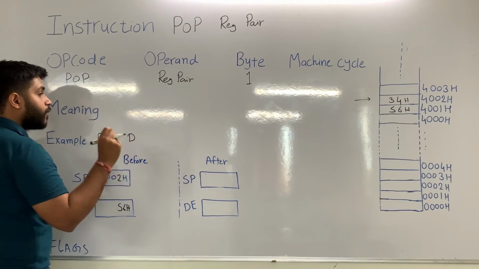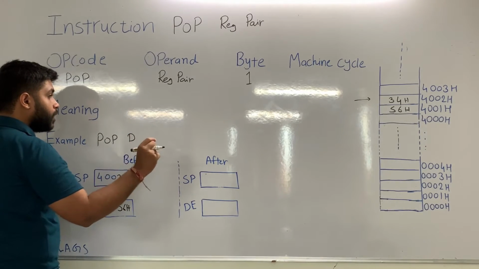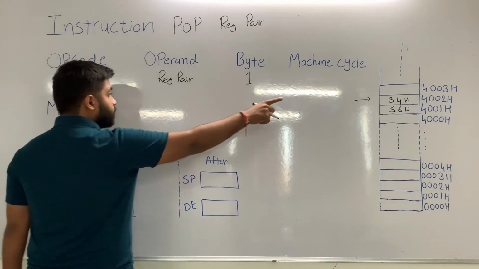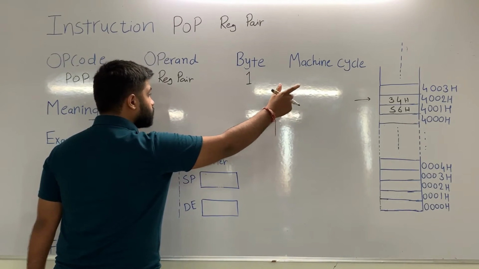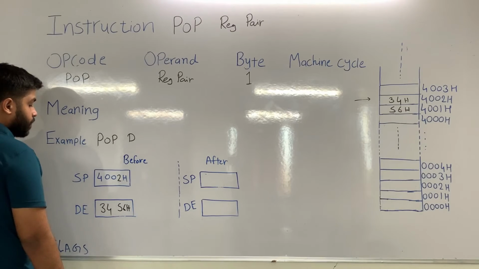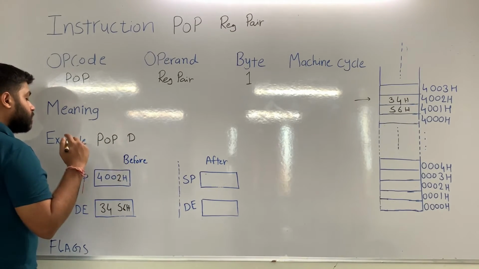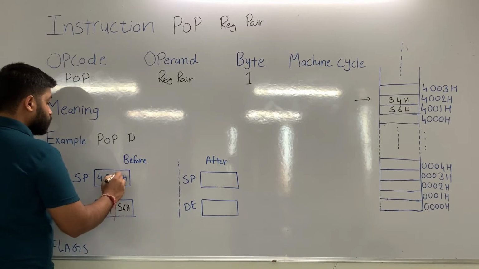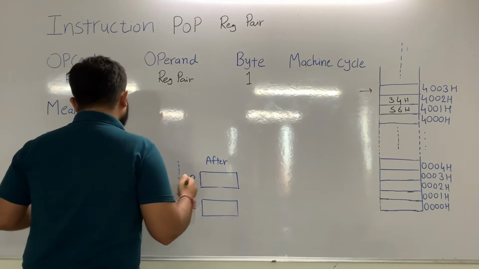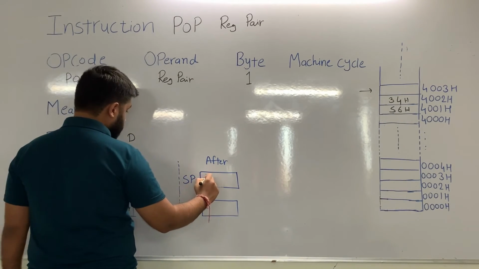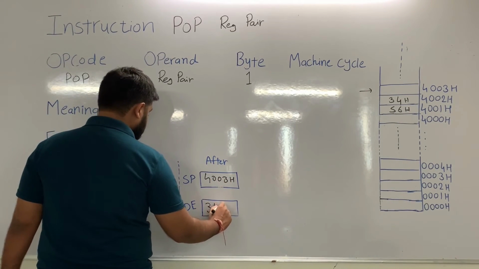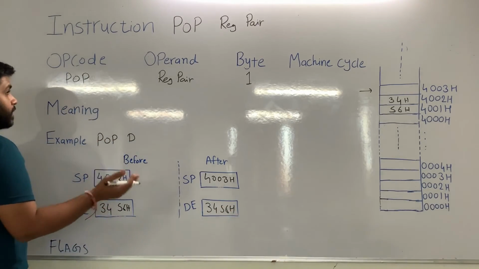After that, the data from the memory location where the stack pointer is pointing will be transferred to the higher byte of the DE pair. So right now the stack pointer is pointing at 4002H. So data, that is 34H, will be transferred to the higher byte of the DE pair. After the data is transferred, the stack pointer will be again incremented by 1. So now the stack pointer is pointing at 4003H. So after the execution, what will be the content of stack pointer? 4003H. What will be the content of DE pair? That is 3456H.